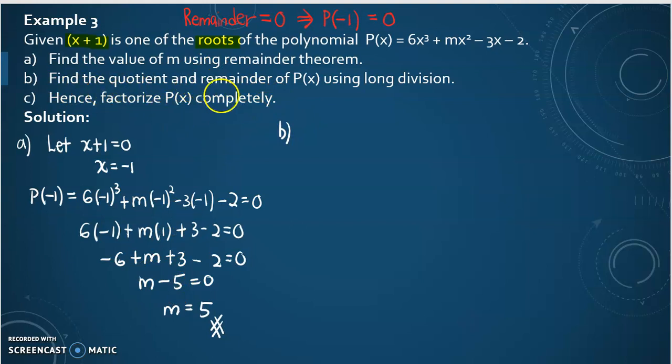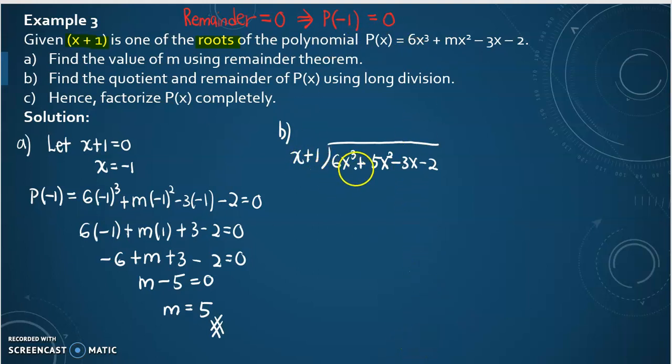Now we move on to question B. Find the quotient and remainder. Of course, in this question, our remainder will be equal to 0. Find the quotient and remainder of p(x) using long division. Next, by using long division, 6x cubed plus m x squared. Oh no, sorry, we already found our value of m, so our m is 5. So it means 6x cubed plus 5x squared minus 3x minus 2, divided by x plus 1.